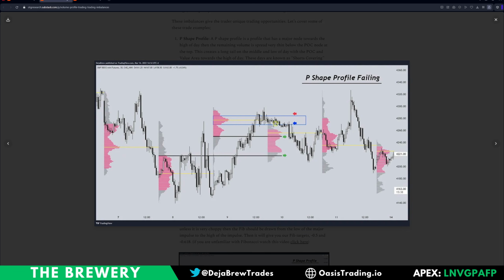So in this example right here, we can see the POC node was lost. We would take our short right when that node begins to fail, stop loss above the node or preferably above the high of day, targeting the value area low if you want a very quick exit, targeting previous value levels, preferably targeting that low of day, which in this example, we did not get.